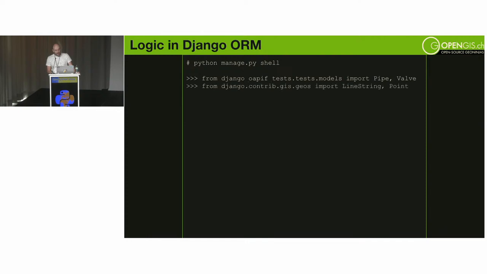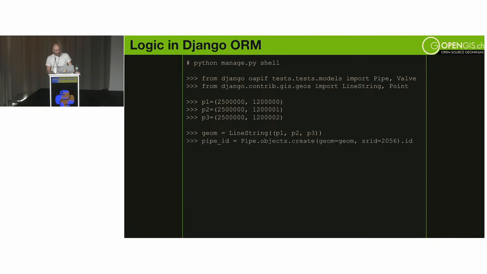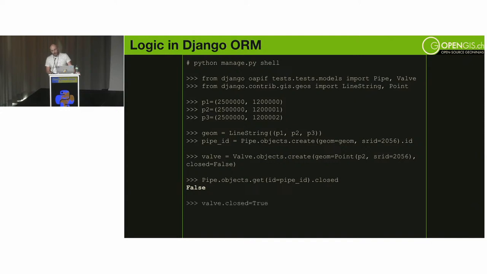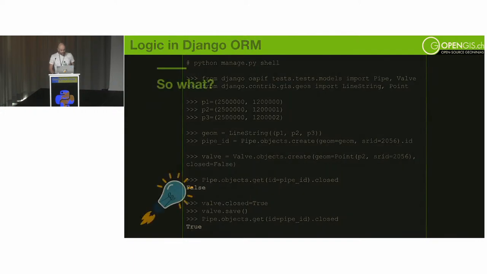And I can show here a small example playing it in the Django shell. So I'm creating the objects, the points for the geometry, creating a pipe, creating a valve that will be on a vertex of that pipe. I try to see if that pipe is closed. Now I'm turning the valve to closed, saving it, and my pipe is now closed. So that's what we wanted with this small example.